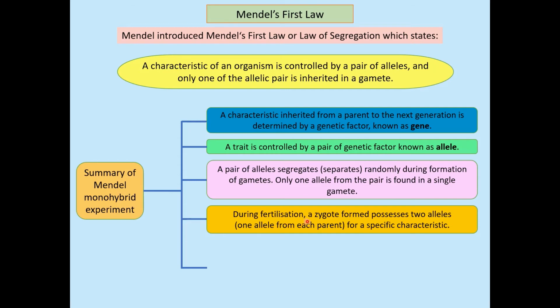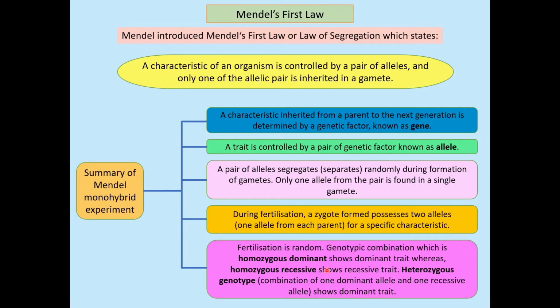During fertilization, a zygote form processes two alleles, one allele from each parent, for a specific characteristic. And last one, fertilization is random. Genotypes combination, which is homozygous dominant, show dominant trait, whereas homozygous recessive show recessive trait. Heterozygous genotype or a combination of one dominant allele and one recessive allele show a dominant trait.